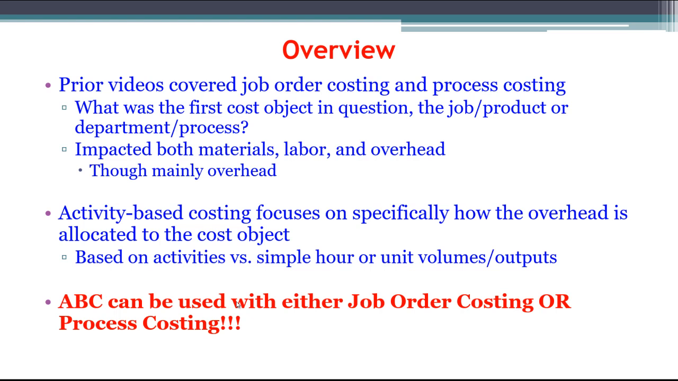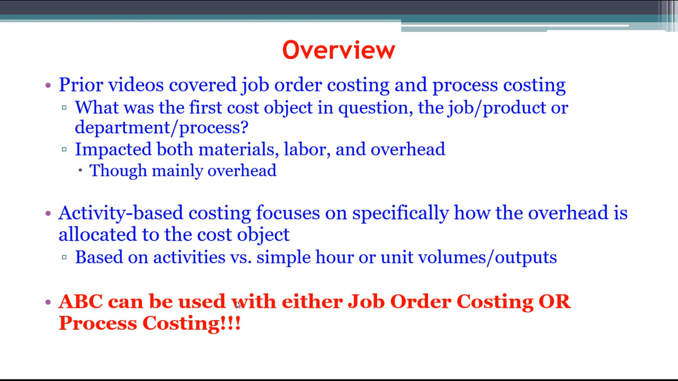Now for an overview, in various previous videos we've covered job order costing and we've covered process costing. And the basic difference between these two systems is what the first cost object was. For job order costing, the first cost object that we're trying to measure cost for is the actual job or product. For process costing, the first cost object is the department, and then after that, the cost is allocated down to the ultimate product or job.